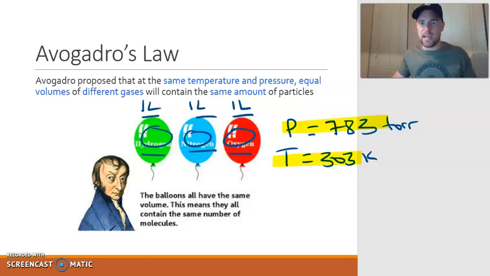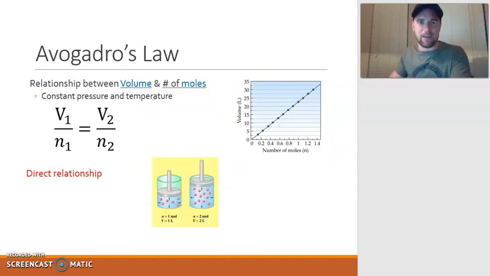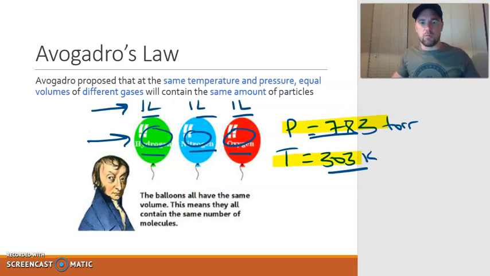So once again, as long as your pressure and your temperature are set, then as long as the volumes are equal, the number of moles will be equal. That's a derivative of what he's saying right here. And so the balloons all have the same volume. This means they all contain the same number of molecules. That's actually pretty powerful.